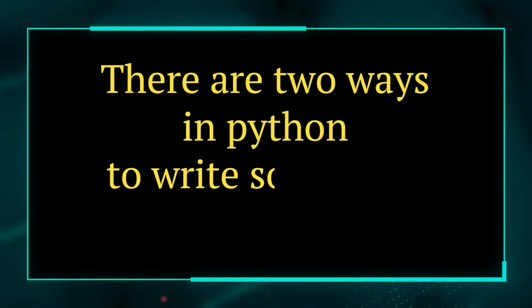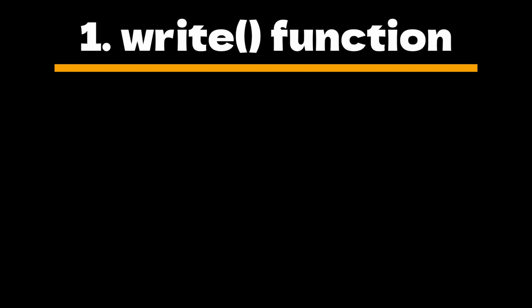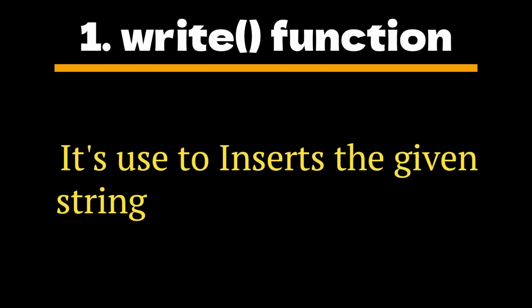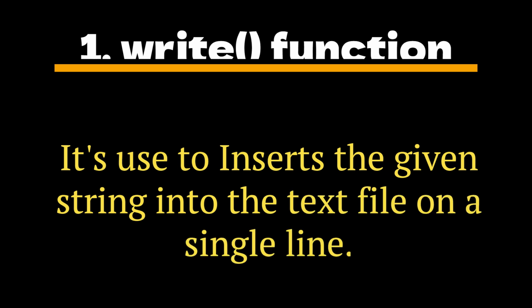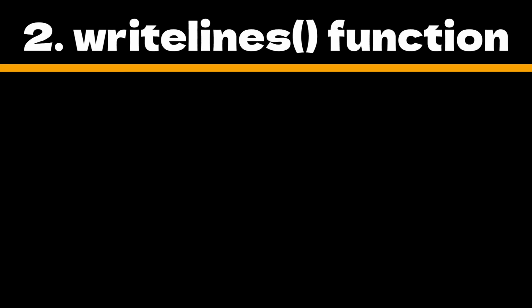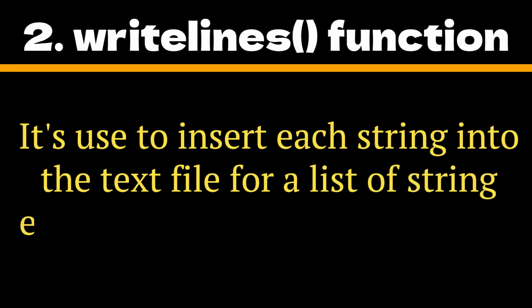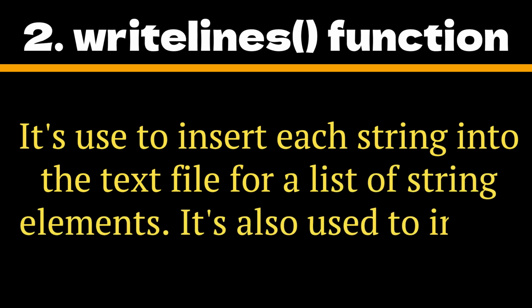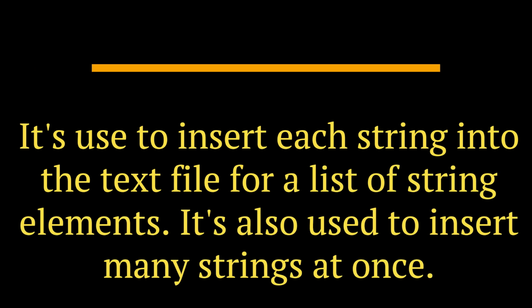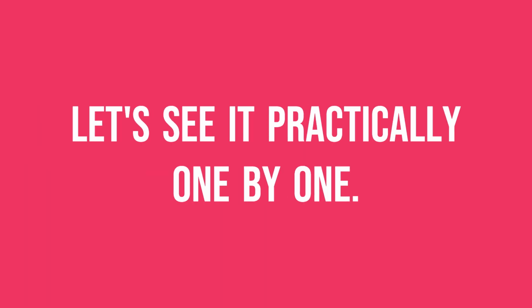There are two ways in Python to write some data into a file. Number 1, the write function. It's used to insert the given string into the text file on a single line. Number 2, the writelines function. It's used to insert each string from a list of string elements into the text file. It's also used to insert many strings at once. Let's see it practically one by one.